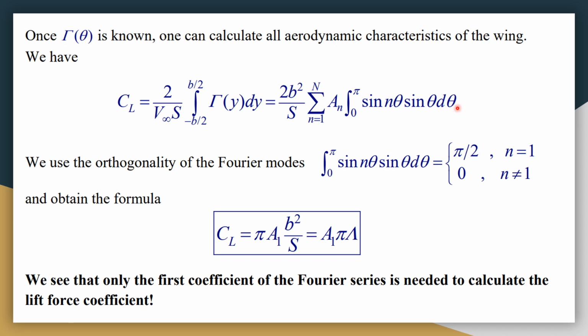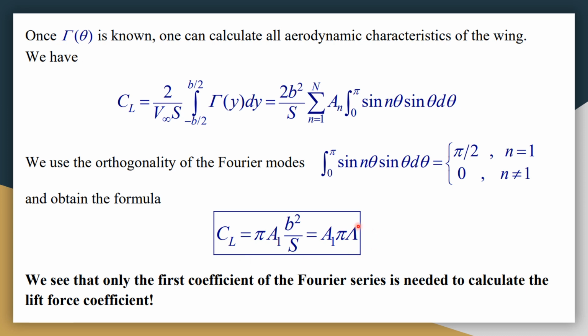What is meant by sin n theta d theta? We know the previous equation, and we eliminated the cosine terms by orthogonality. Now the integral from 0 to pi of sin n theta sin theta d theta equals pi/2 when n equals 1, and 0 when n is not equal to 1. Then we obtain the formula C_L equals A1 pi b squared over S, which equals A1 pi R.